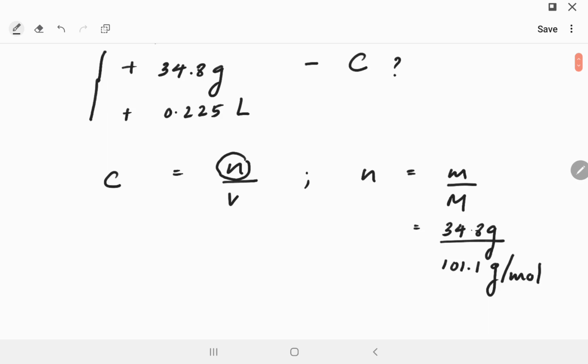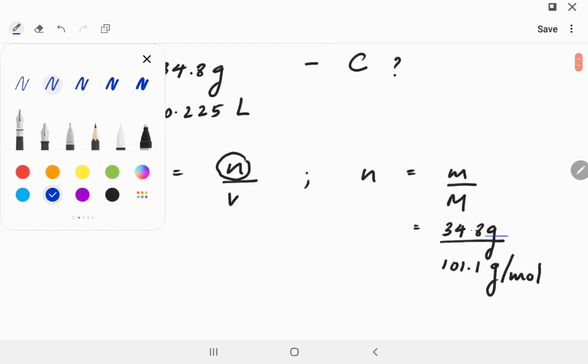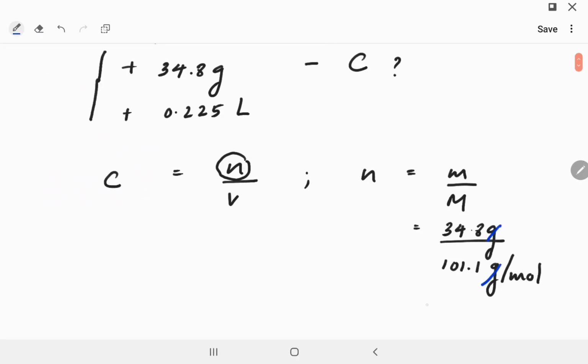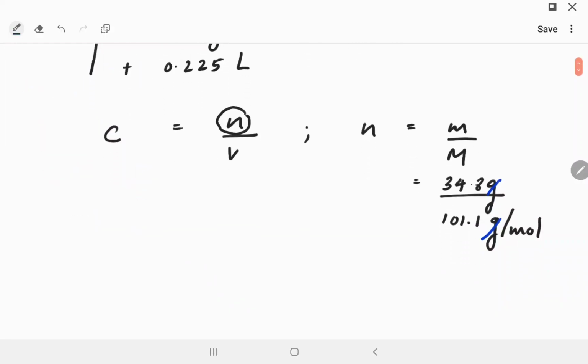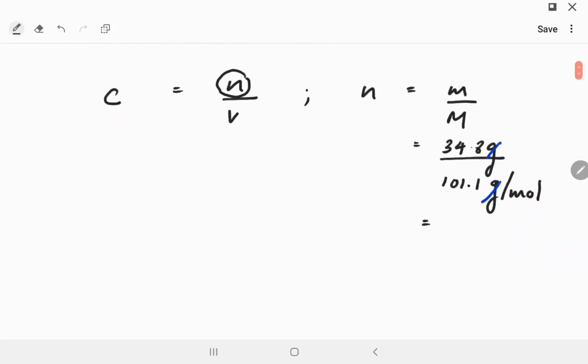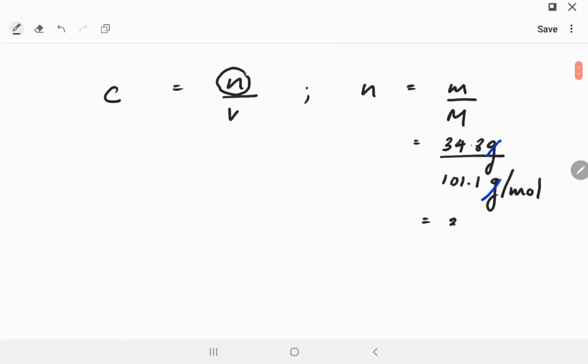So grams to grams will cancel out and your answer will be in moles. Don't punch the numbers in your calculator. Just keep them as is. Do the calculation at the end. So this is the number of moles you have.